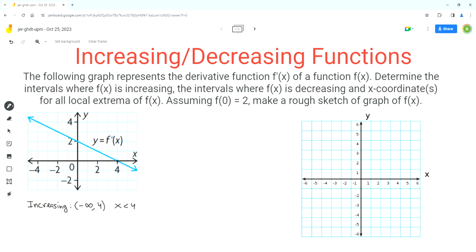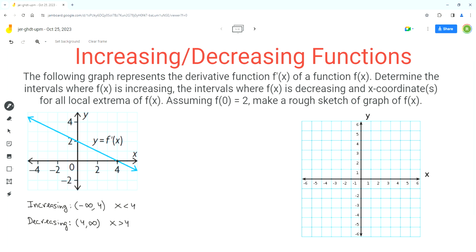Now on the right side of this x-intercept, the graph goes below the x-axis. That means f'(x) is less than 0 to the right side of 4. So that means this function is decreasing to the right side of x equals 4. So the decreasing interval is 4 to positive infinity, and we can write this in inequality notation as x is greater than 4. So this function has only one increasing interval and one decreasing interval.